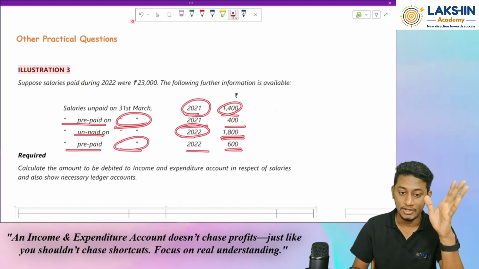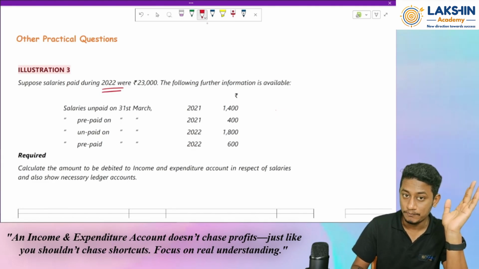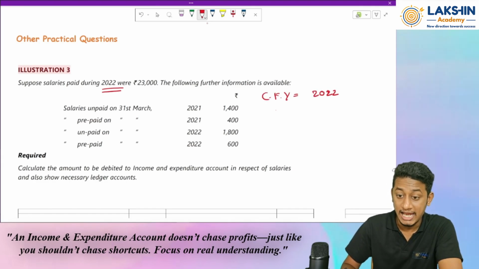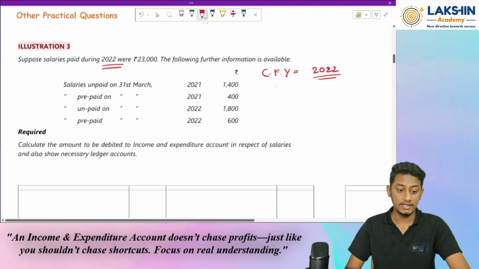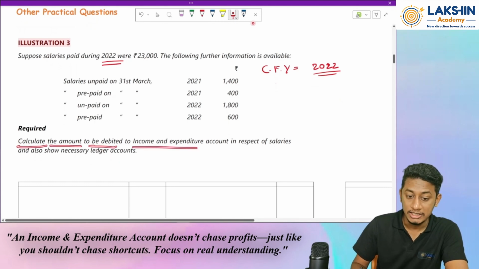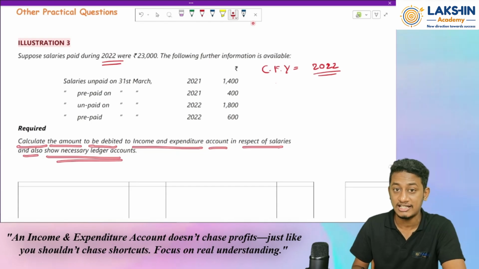So which is the year we are dealing with? We are dealing with the year 2022. So I will just write it down for you. My current financial year is 2022. In this case, it is my calendar year. Okay. Now, going further, what have they asked us to find? Calculate the amount debited to the income and expenditure account in respect of salaries and show necessary ledger accounts.